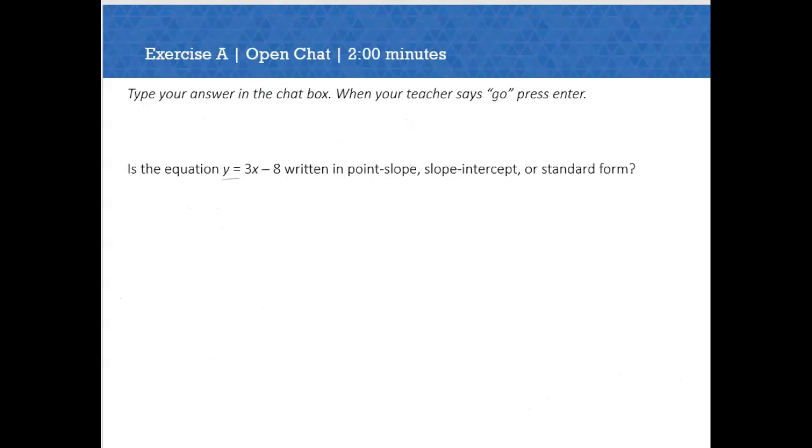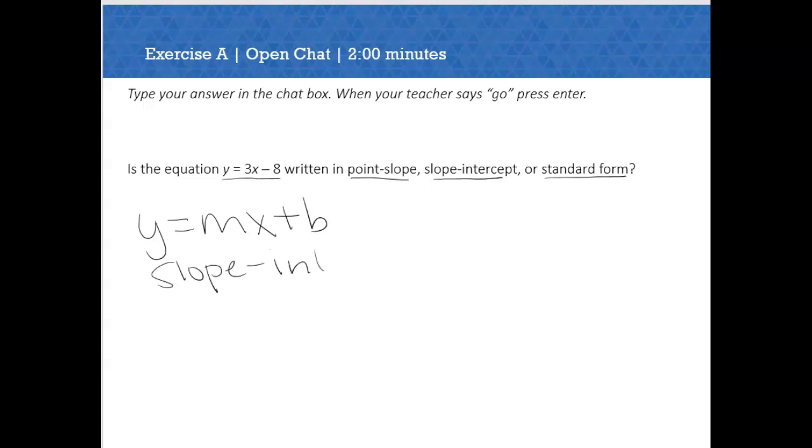Is the equation y equals 3x minus 8 written in point slope, slope intercept, or standard? This is in the form y equals mx plus b, which is slope intercept. And what this means, we can pull right from here that the slope is 3, the y-intercept is negative 8.